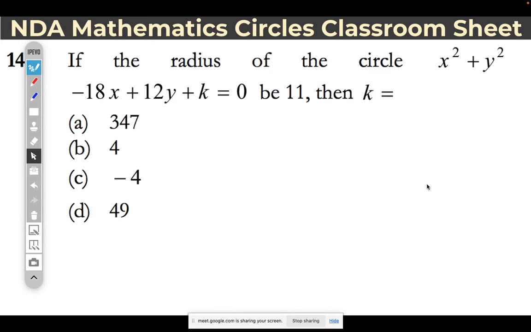Next. What is the value of k? I am not solving it. It's an insult if I solve it.